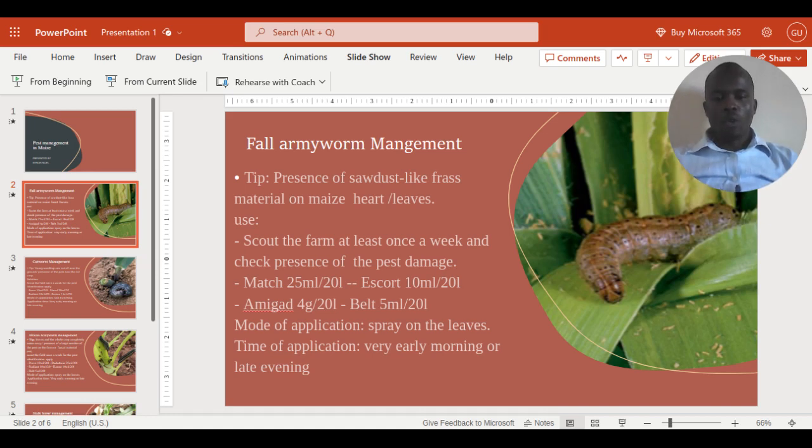Which insecticide can you apply to control this pest? You can use Mulch. Mulch and Belt are most effective. You can use Mulch 25 ml with 20 liters of water, or Belt 5 ml with 20 liters of water. If that is not effective, you can also use Escort 10 ml to 20 liters of water, or Amigard 4 grams to 20 liters of water.